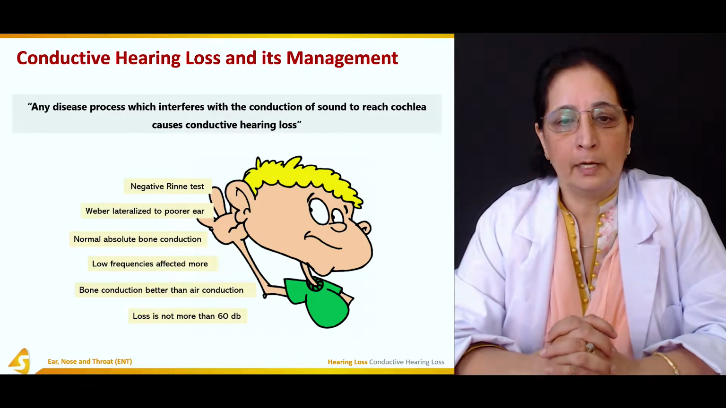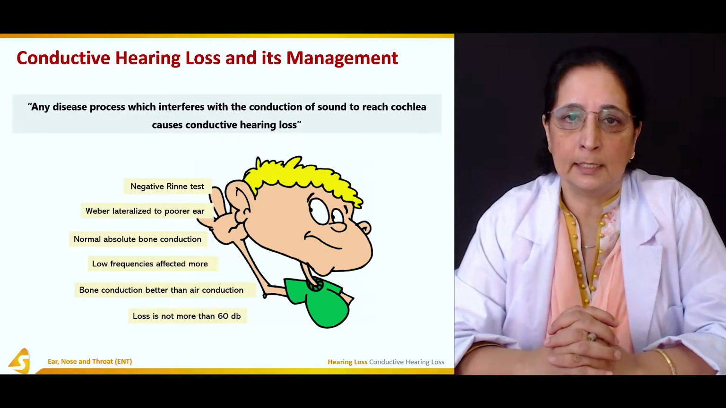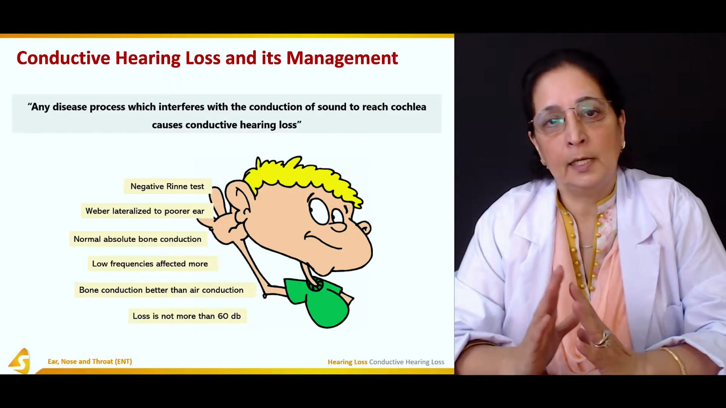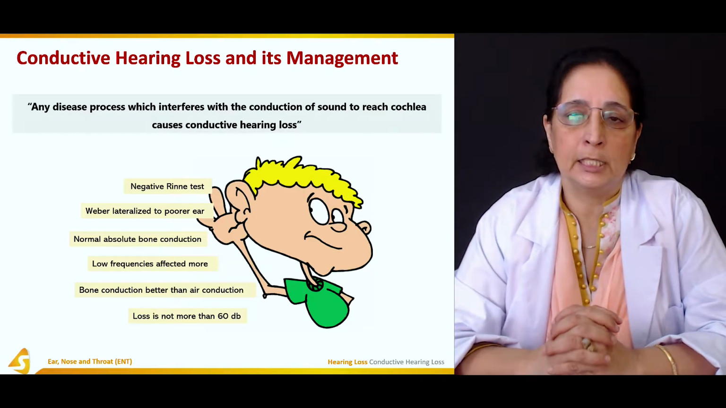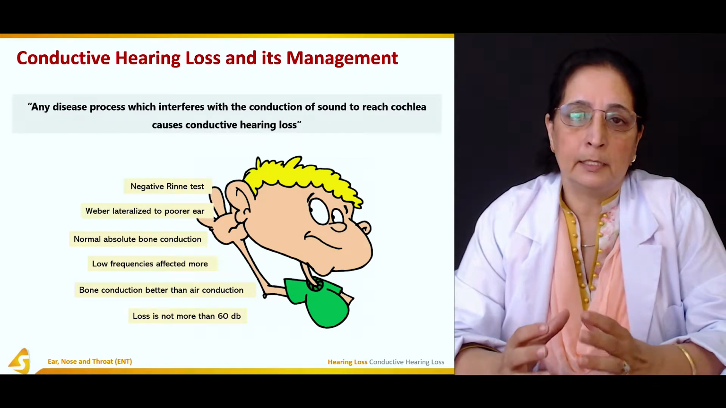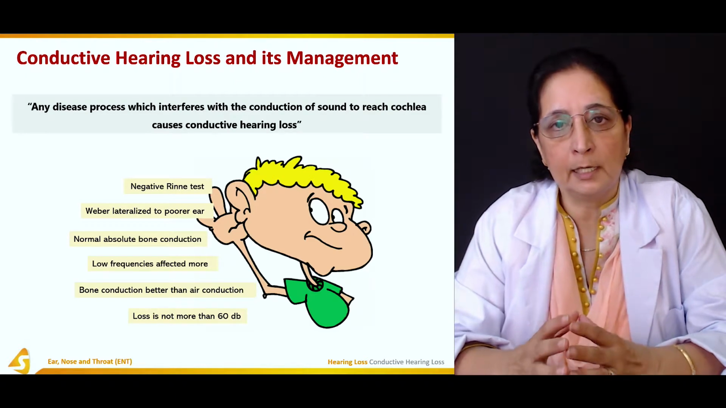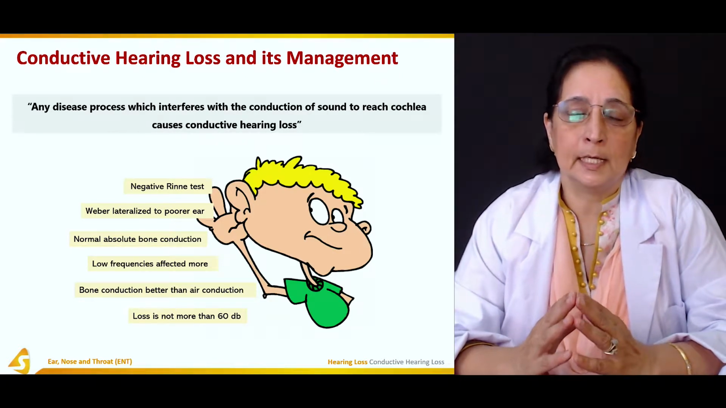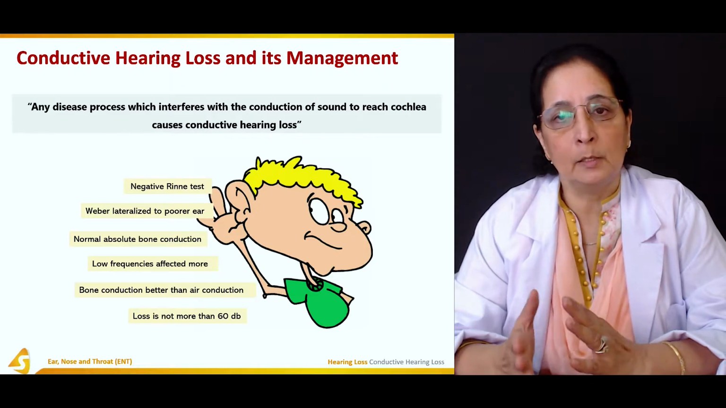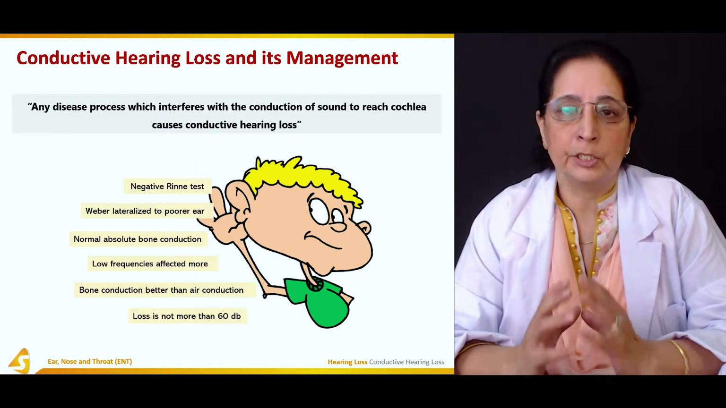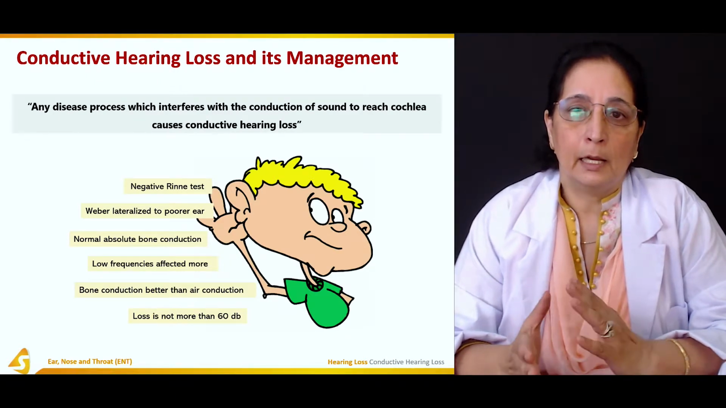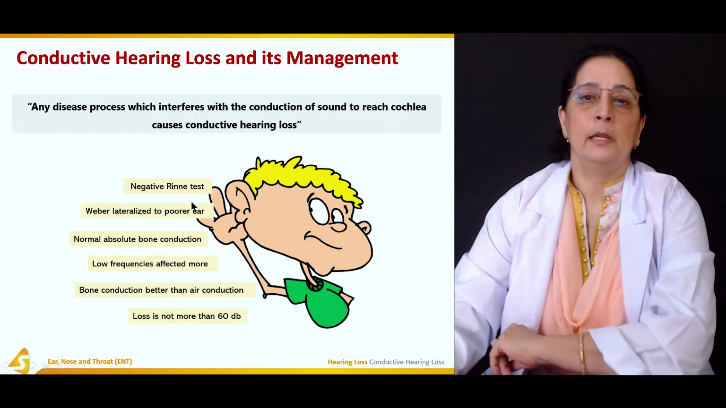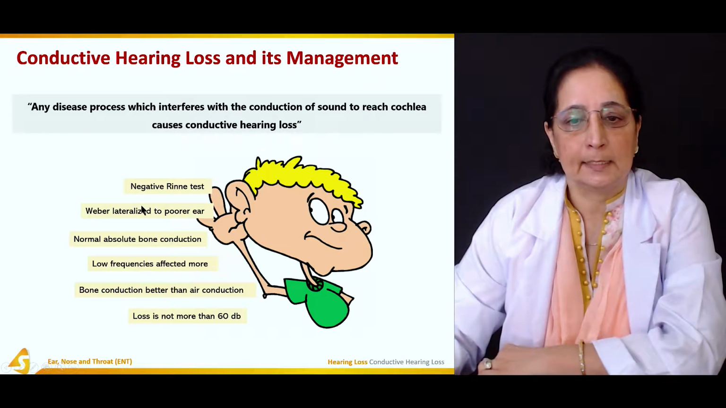Some features of conductive hearing loss: the Rinne test is negative. The Rinne test, as I mentioned in the first lecture of ENT, is the test performed to differentiate between air conduction and bone conduction. In the normal or positive Rinne test, air conduction is more than bone conduction. But when there is obstruction to the conduction, air conduction will be less than bone conduction, and that's a negative Rinne test. So in conductive hearing loss, we have a negative Rinne test.